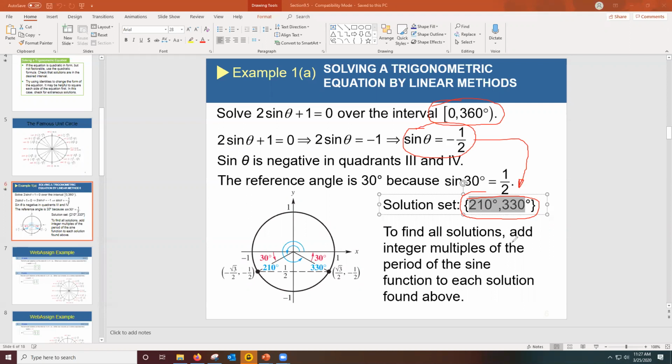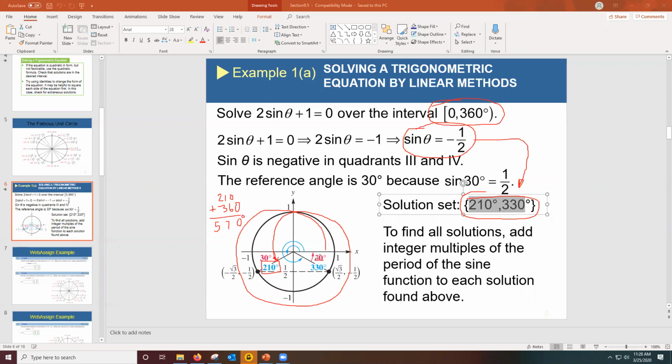Well, the reason they give that interval is because, technically speaking, there could be an infinite number of answers to these kinds of questions. Even though 210 is a valid answer, what if you were to rotate all the way around the unit circle and come back to 210? Well, that would mean that 210 plus 360 is another valid answer, right? So technically, another valid answer to this question is 570 degrees.